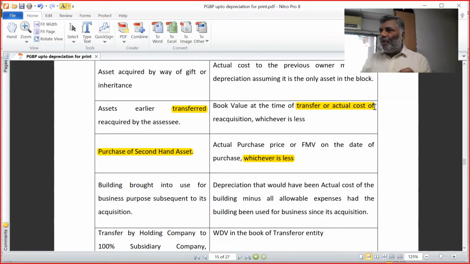Value at the time of transfer, as per income tax law. Whenever we say books, here we are talking about income tax books. The question was, is the terminology book value, value prevailing in the books of accounts or value prevailing as per income tax law? It is as per income tax law. So that is the value you can record.